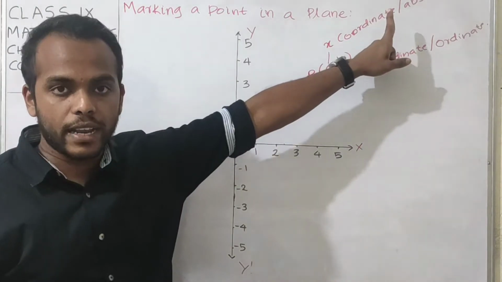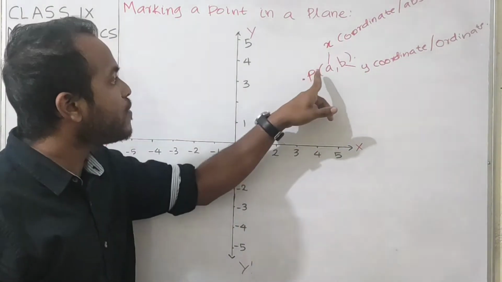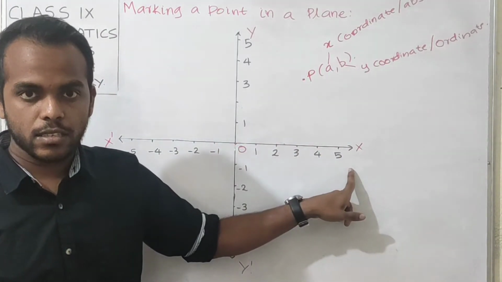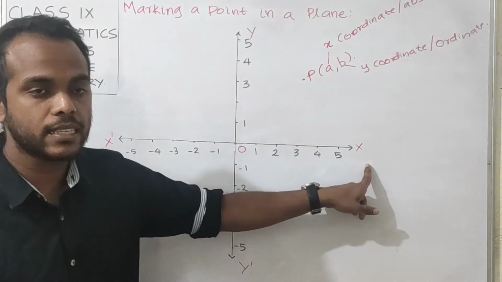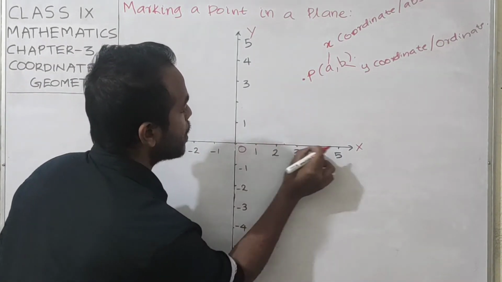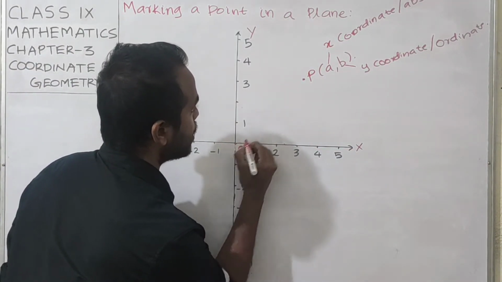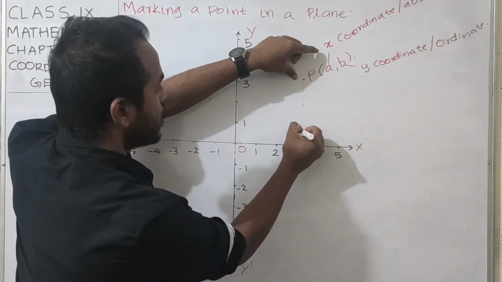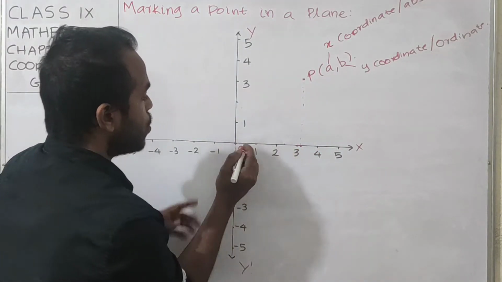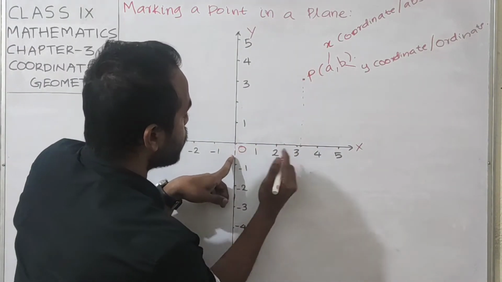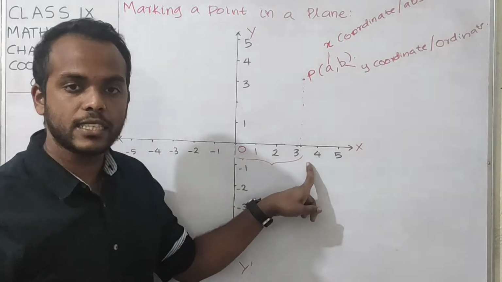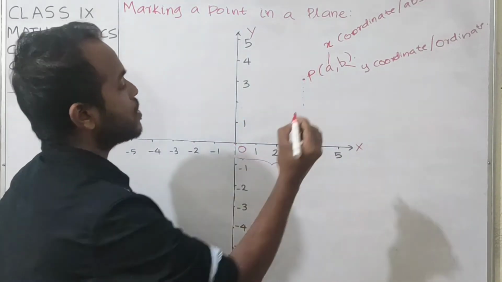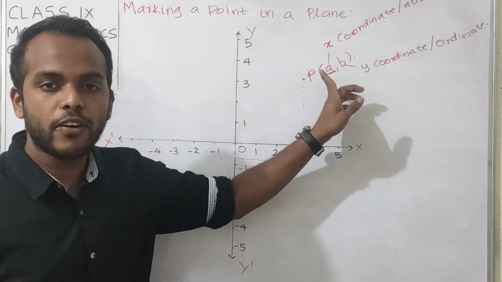A means the x coordinate. It is the distance of the point P on the x axis, that is, how far it traveled along this line. Suppose this point A, I am going to draw a line through here. This is the point. So this point P is this much distance from the origin. That's why it is written here as the first coordinate.